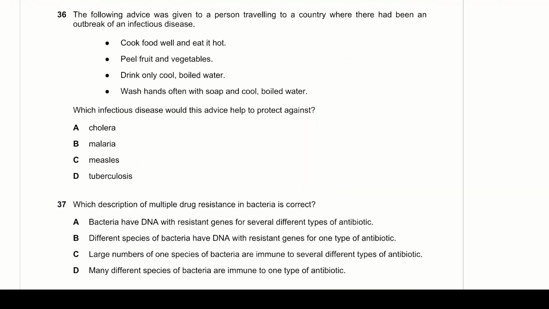The following advice was given to a person traveling to a country where there had been an outbreak of an infectious disease. Cook food well, peel fruit, drink only cool boiled water, wash hands often with soap and boiled water. Which infectious disease would this advice help protect against? Here it says cook food, and here it says peel fruit and vegetables. Drink only cool boiled water. If it's water, then it's transmitted by the fecal-oral route. Therefore, it's going to be cholera, because cholera is transmitted by contaminated water. So the answer is going to be A.